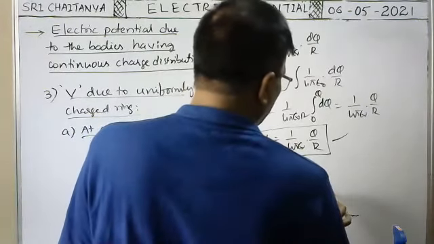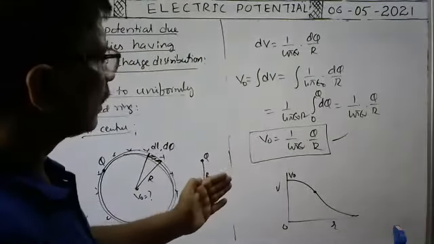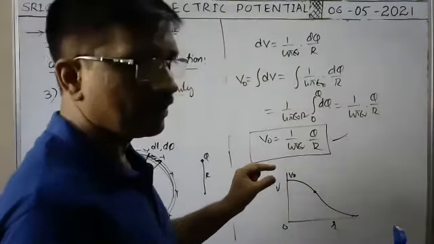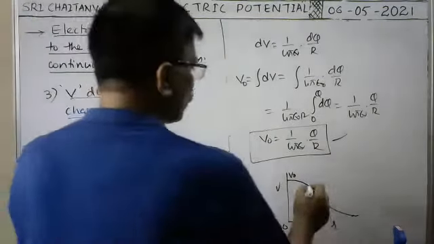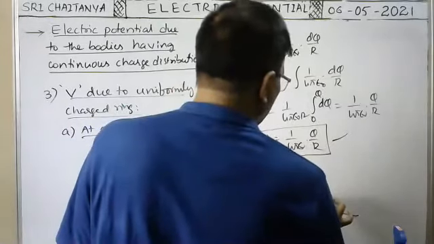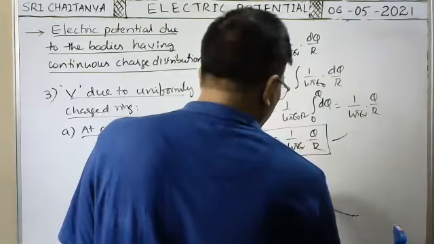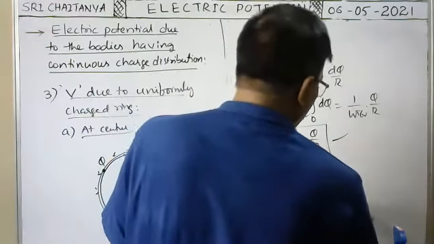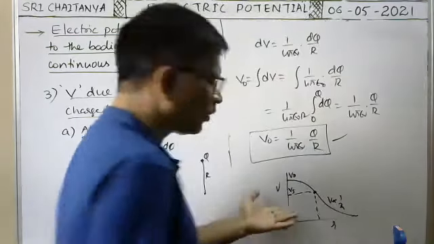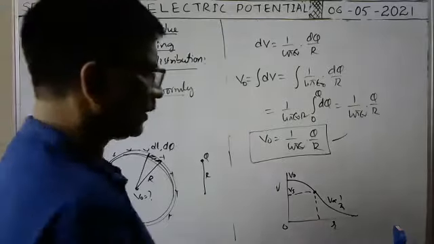Whenever you move from the center, as r increases, the potential gradually decreases at any point inside the sphere. When you reach the surface of the sphere, the potential decreases to this point. When you come outside, the potential is inversely proportional to r. I draw like this only. Right? Okay, right.